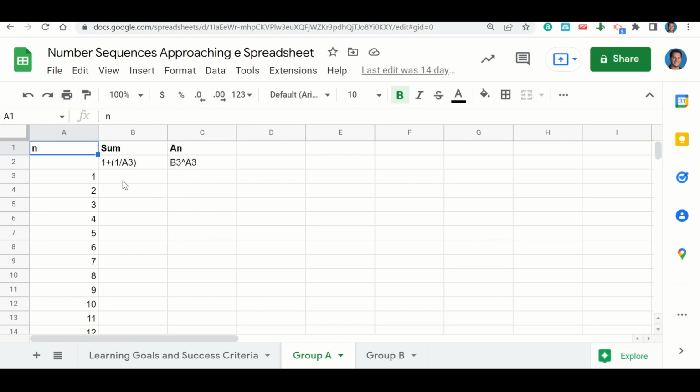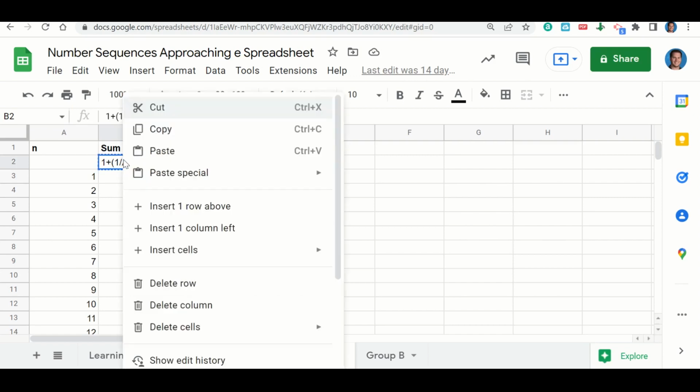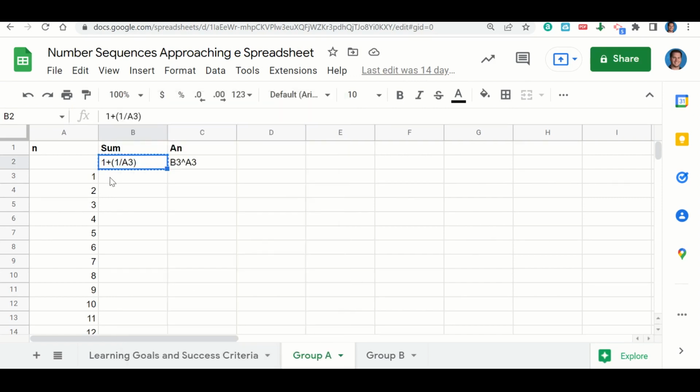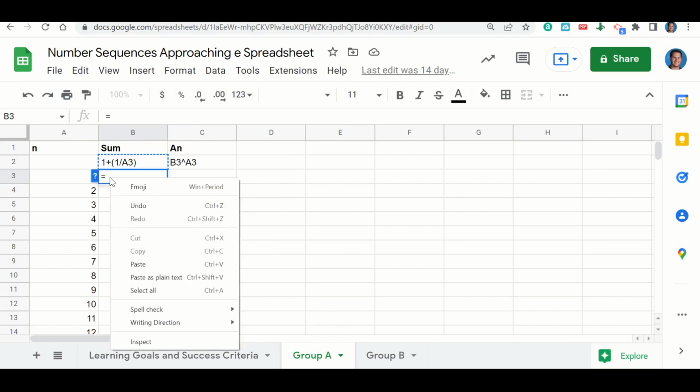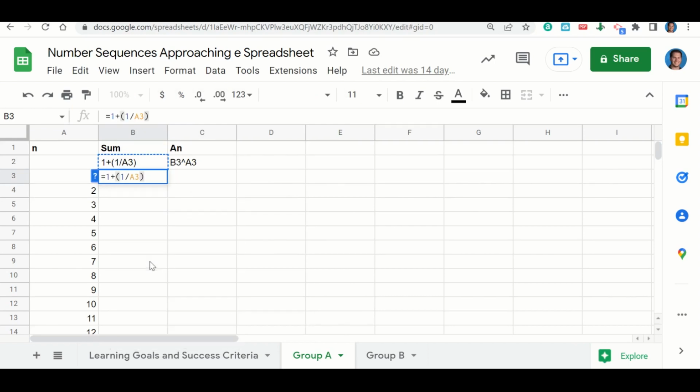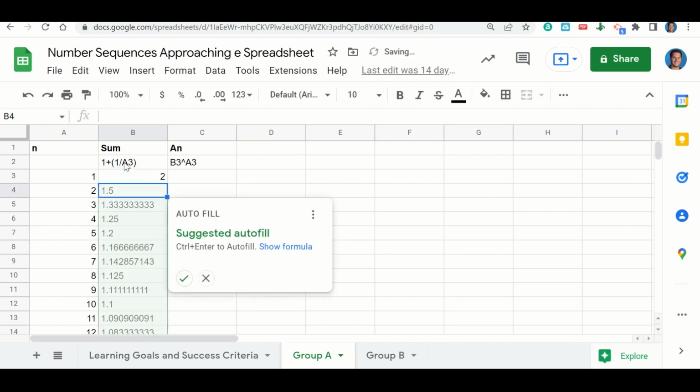Now, all you need to do is this. This formula is already placed here, so you're going to go to this box here, and you're going to copy this one. So I right-click and hit copy, and I'm going to go here and put equals, and then I'm going to paste it. So right-click and click paste, and notice it places that exact formula right here, and I click enter.